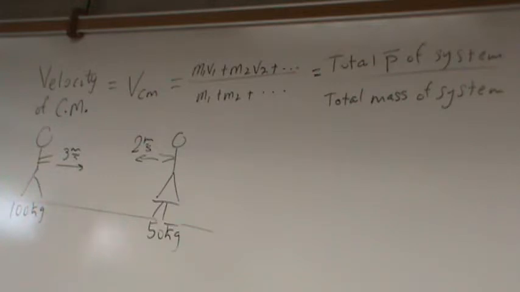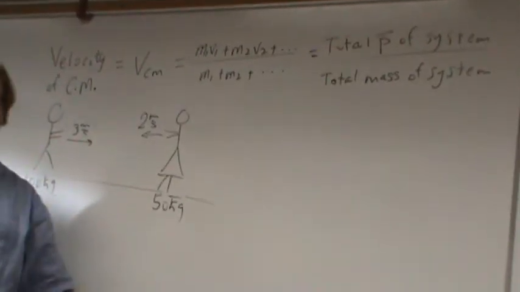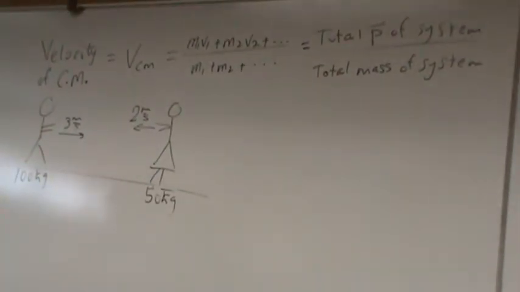So I'd like everyone right now to please use that formula. Get me what the velocity of the center of mass is. Good luck. Just total momentum divided by total mass. Remember, positive momentums add and negative momentums subtract.